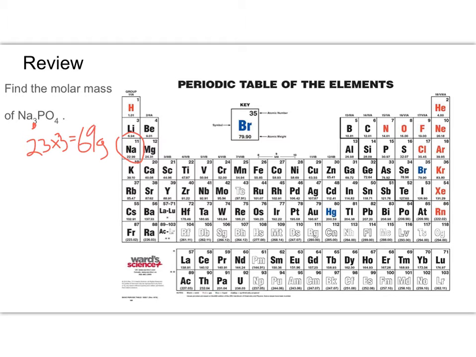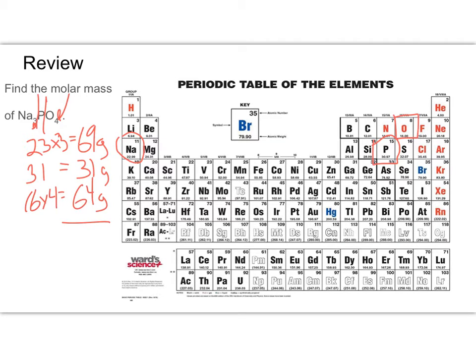The next element on here is phosphorus. Phosphorus has a mass of 30.97, which we'll round up to 31. Now phosphorus, remember it's just P, there's no number next to it, so there's only one of those, so we can just say the total for phosphorus is 31 grams. And then finally we have oxygen, which we say is 16 grams for 1 mole. But because of the subscript 4, we multiply that by 4, and that comes out to 64 grams.